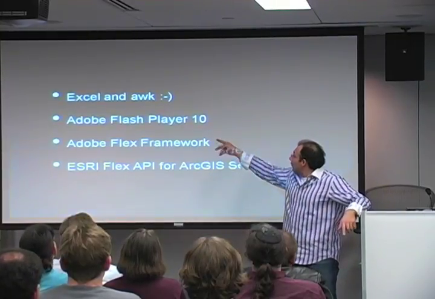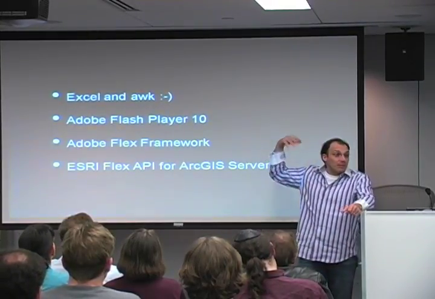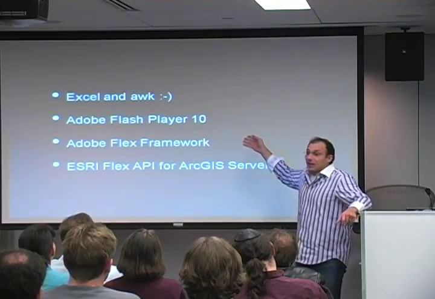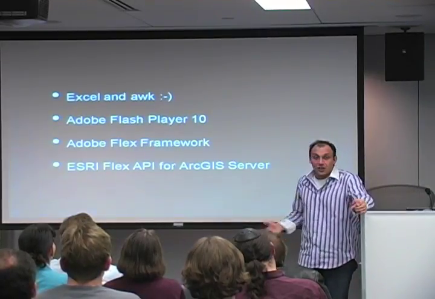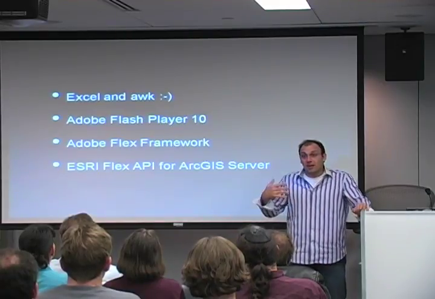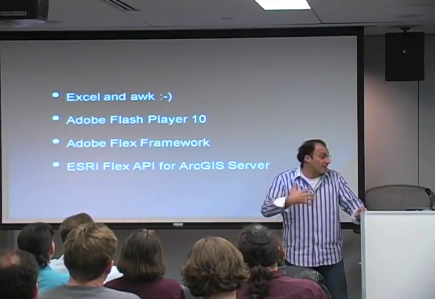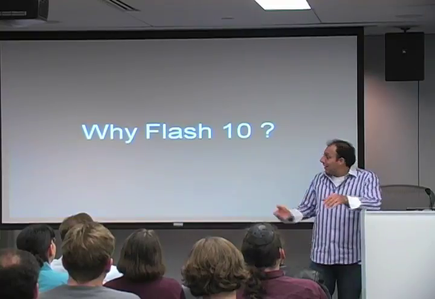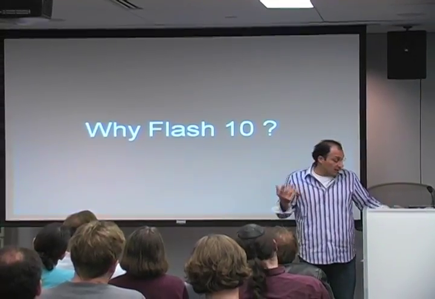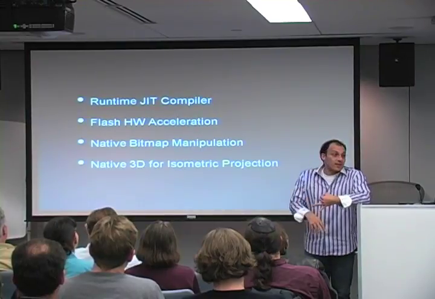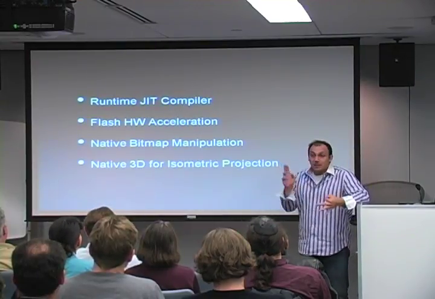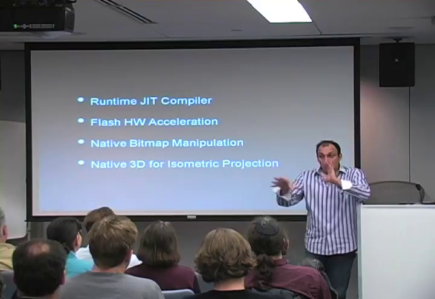We ended up using Excel, of course, and Arc. If you're an old fogey like me, Arc is very good at text processing. Literally, you can do some amazing stuff. We took advantage of the Flash 10 player here, and I know I'm at Microsoft, I should not be talking about Flash, but I'm using Excel. Why we use Flash is because there's the just-in-time compiler, which is pretty good. There's hardware acceleration, and bitmap. That's what enabled us to do some really cool stuff.